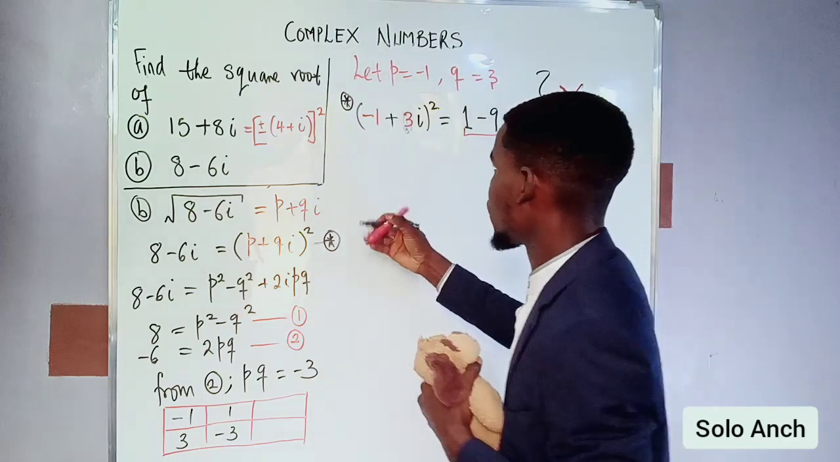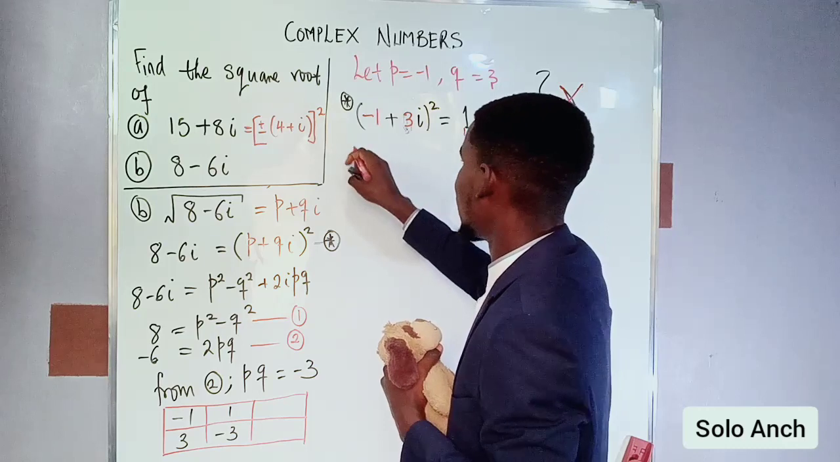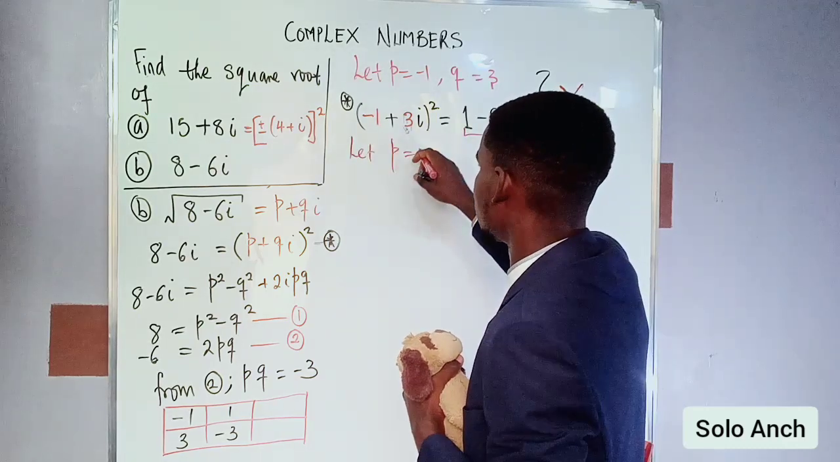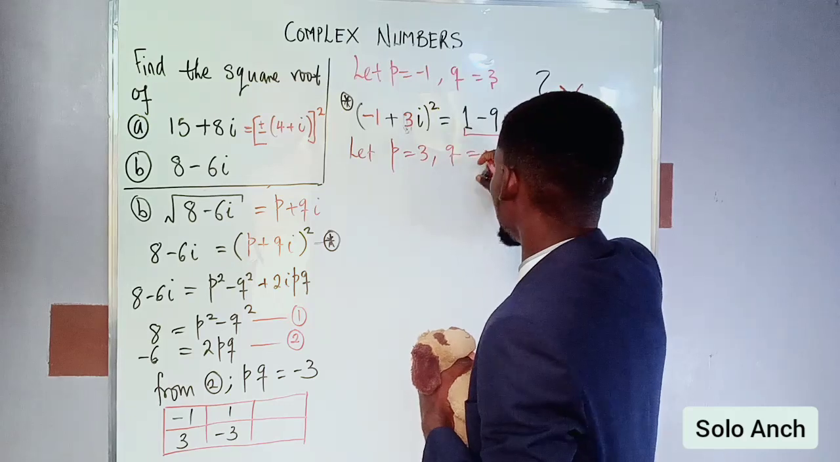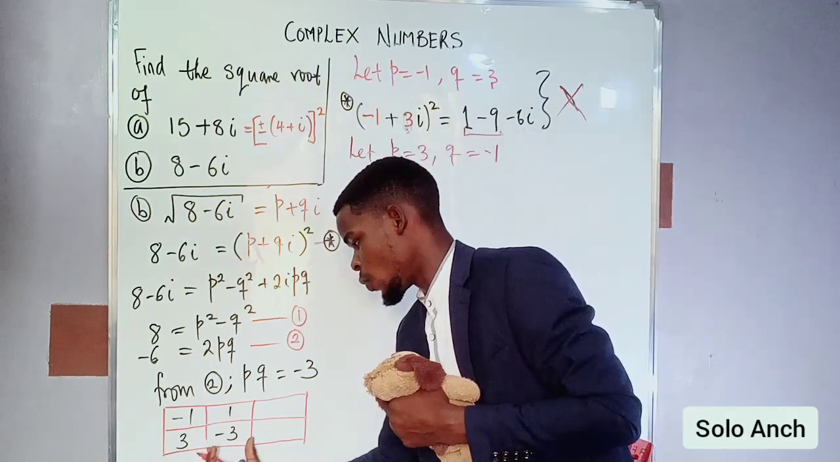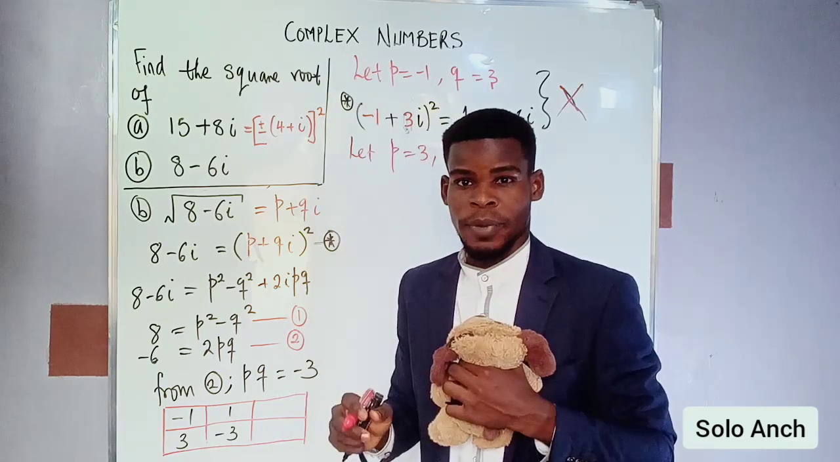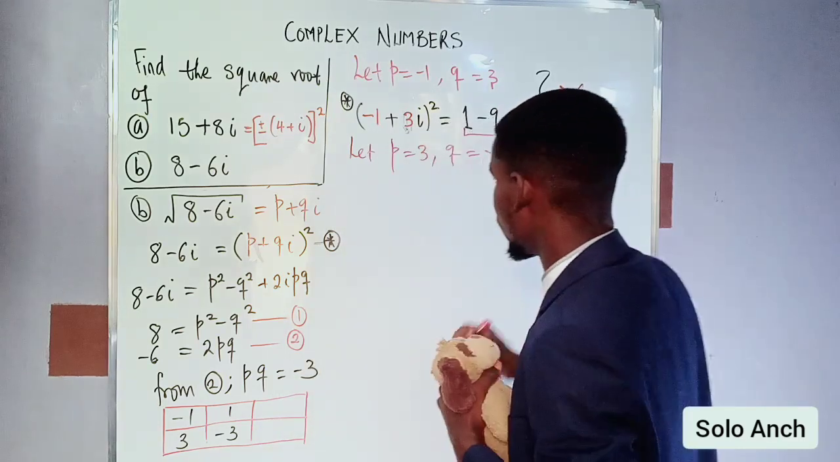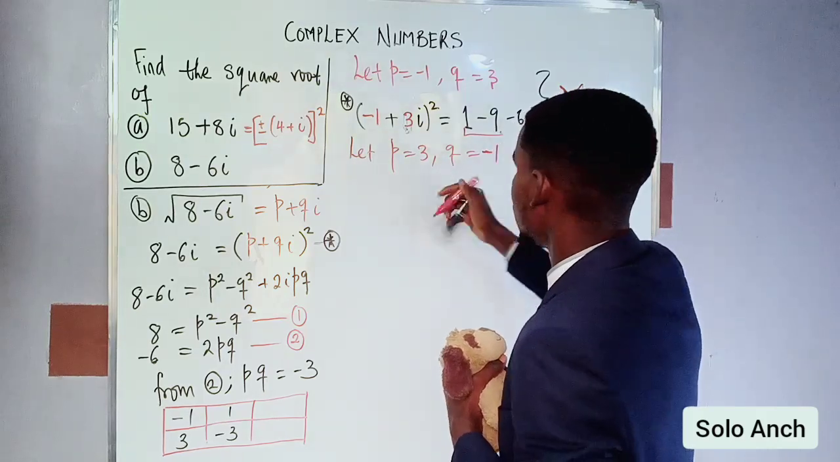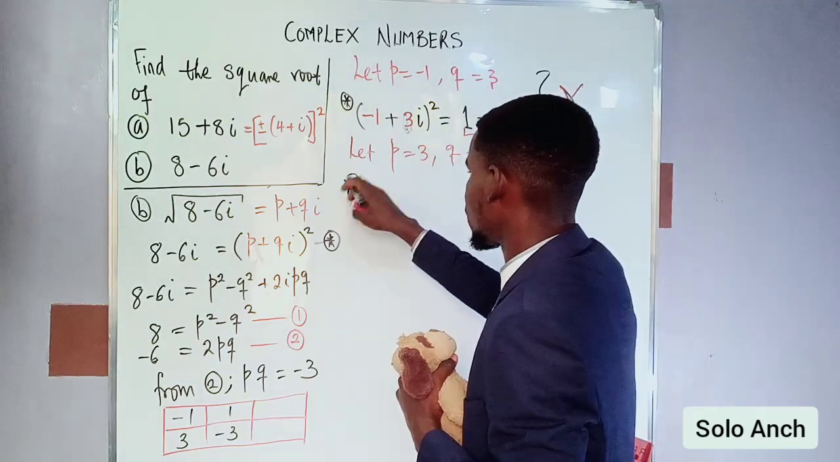Good. So let's interchange. Let p be 3 and then q be -1. So for each of these selections, we are going to interchange, because remember I said p and q are arbitrary. So when p is 3 and q is -1, what happens?